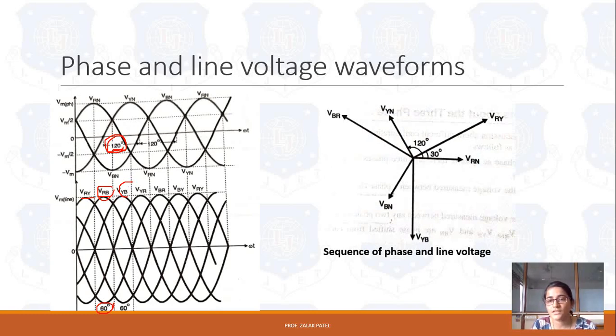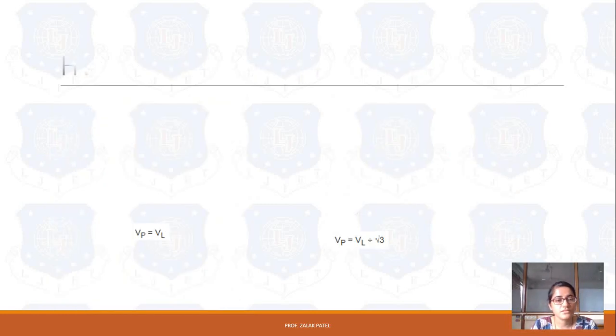You can also see this sequence of phase and line. From this it is clear that between VRN and VYN, and between two phase voltages, there is a difference of 120 degrees, and between any two line voltages, either RY or BN, there is a 30-degree phase shift between that particular line. Okay, so this is the ideal waveform without any controlled rectification of three phase.